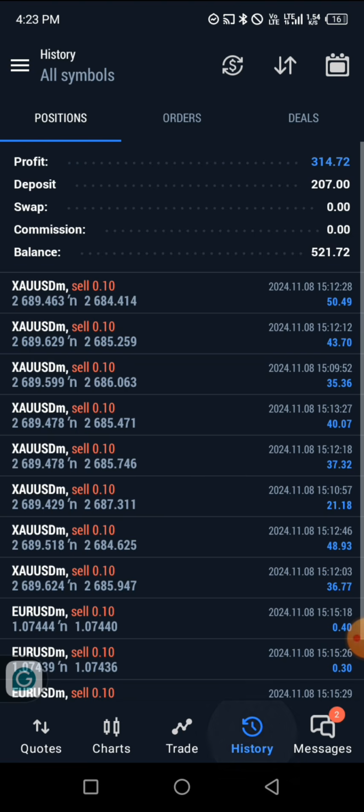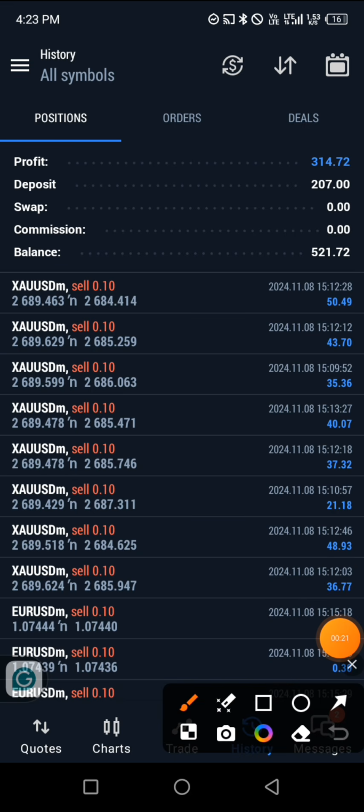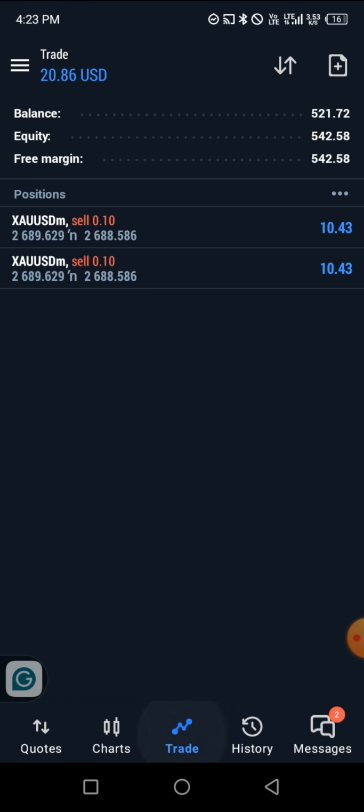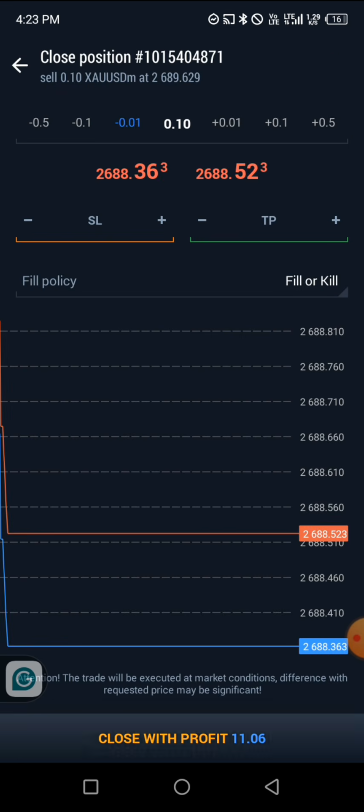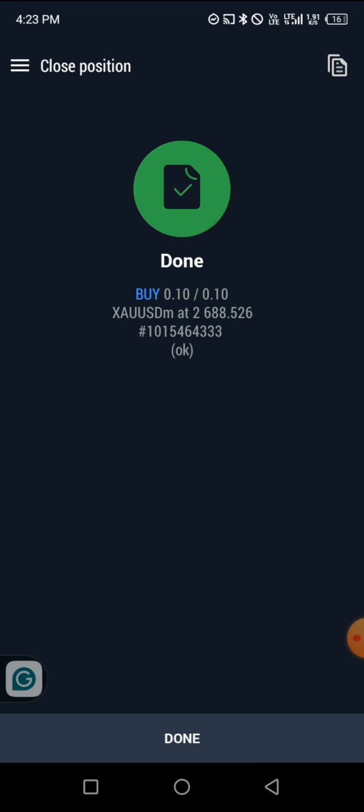If you can see, this is the $200 deposit. This is the $200 deposit right here, and we've made like $308 and $314. Okay, and I still have some trades running, but we've already secured profits. So I'm just going to close this particular trade because we've already booked profit.